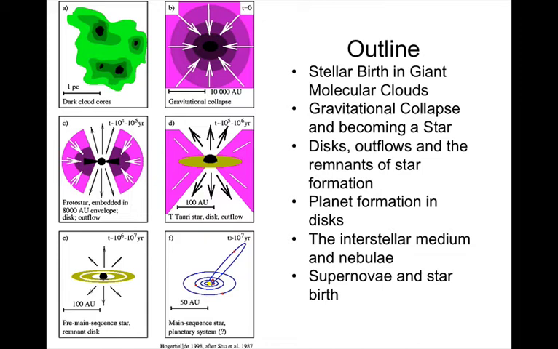And the material that surrounds stars as they're born is actually the material that is incorporated into planets. So I'll talk a bit about planet formation. And then I'll wrap up by talking about the interstellar medium, the material between stars, and nebulae. And then just a little bit about supernovae and star birth.